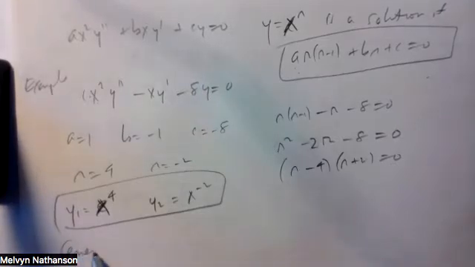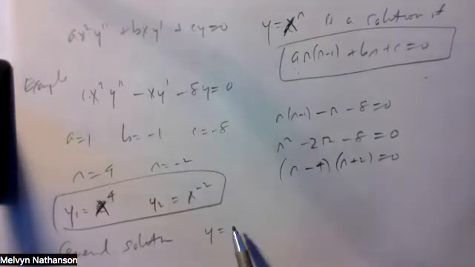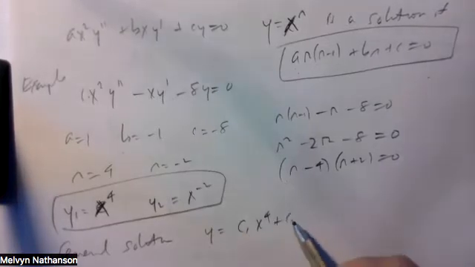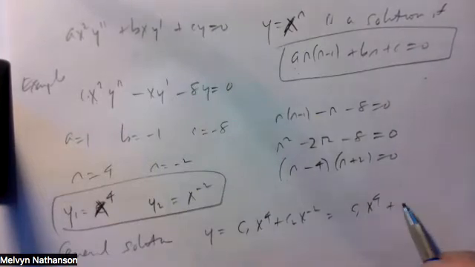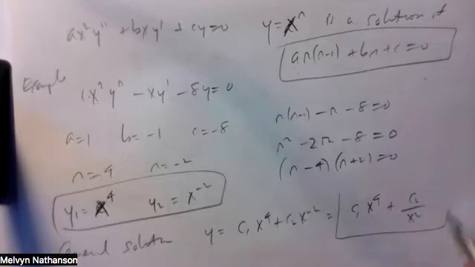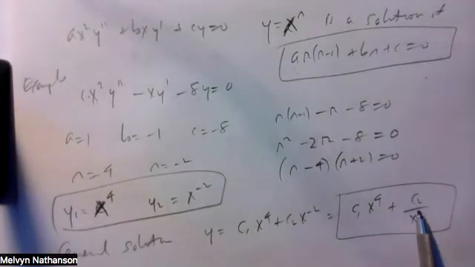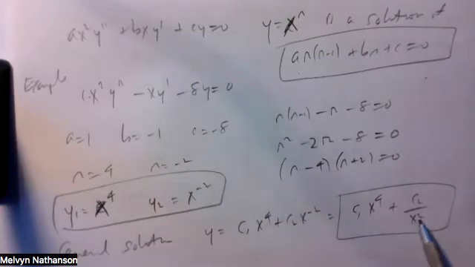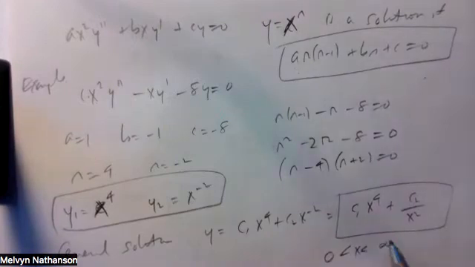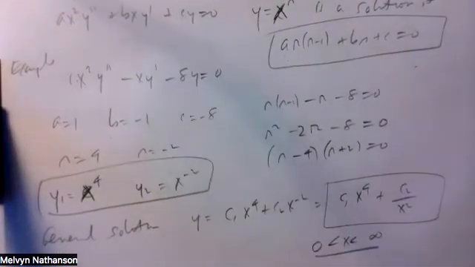And so the general solution, y equals c1 x to the 4th plus c2 x to the minus 2, or I can write this as c1 x to the 4th plus c2 over x squared. So for any constants c1 and c2, this function is a solution of this differential equation, and this is extremely well defined for x greater than 0, up to infinity. So we solve this problem.